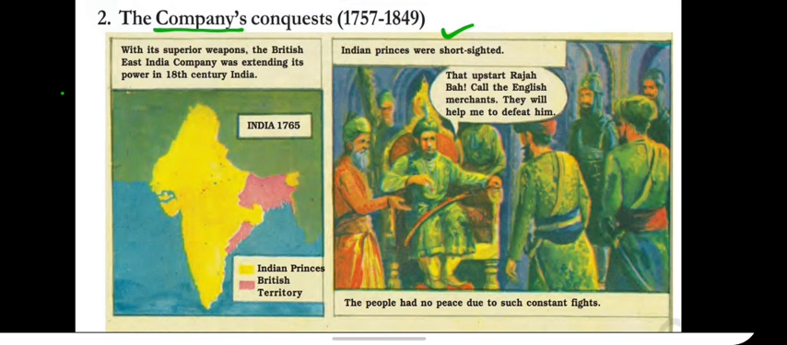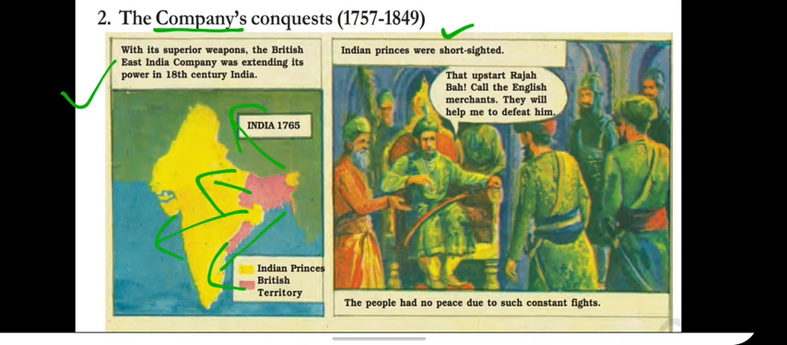So let's read the first picture. With its superior weapons, the British East India Company was extending its power in 18th century India. Superior weapon means modern weapon, powerful weapon. Because the East India Company was from Britain, and because they had powerful weapons, it was very easy for the company to stretch its power all across India. So you can clearly see it in the picture.